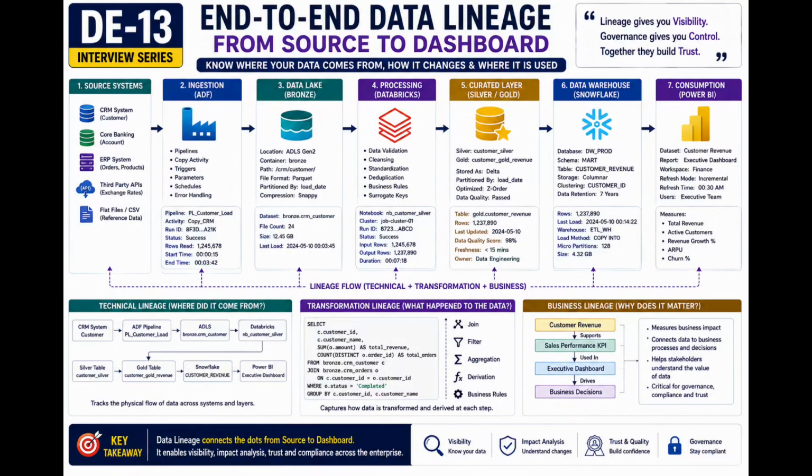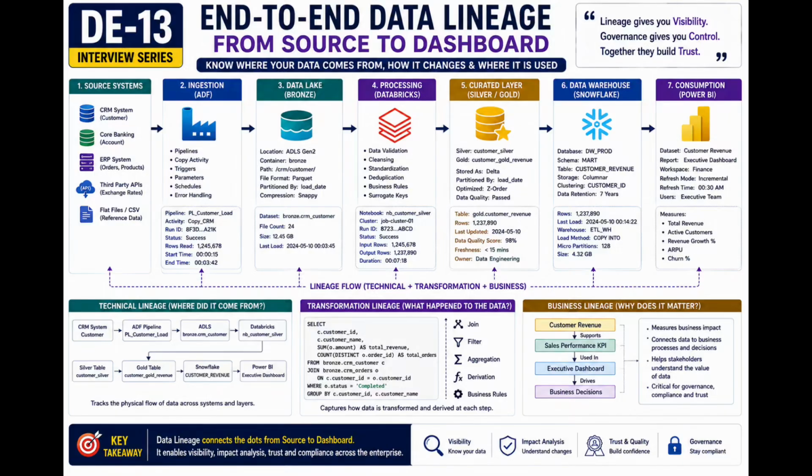The third one is business lineage. This is particularly important for senior data engineers. Business lineage answers why this data matters to the business. For example, customer revenue goes to sales KPI, then executive dashboards, then revenue performance, and after that, business decisions. Business users don't necessarily care about the Spark notebook or SQL transformation. They want to understand what this number means, where it came from, and whether they can trust it.